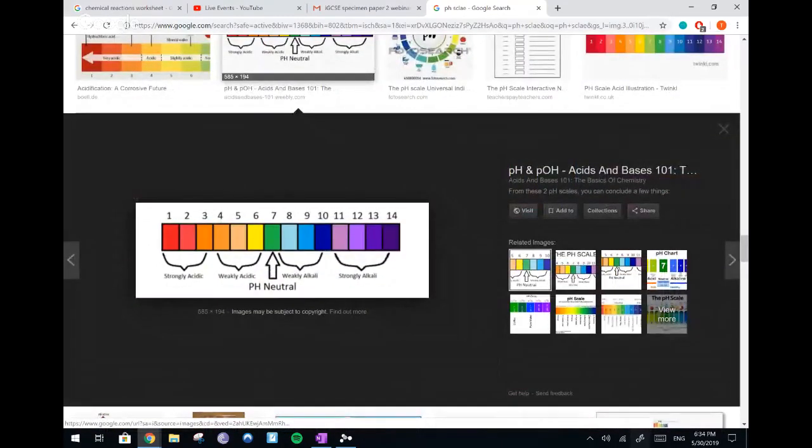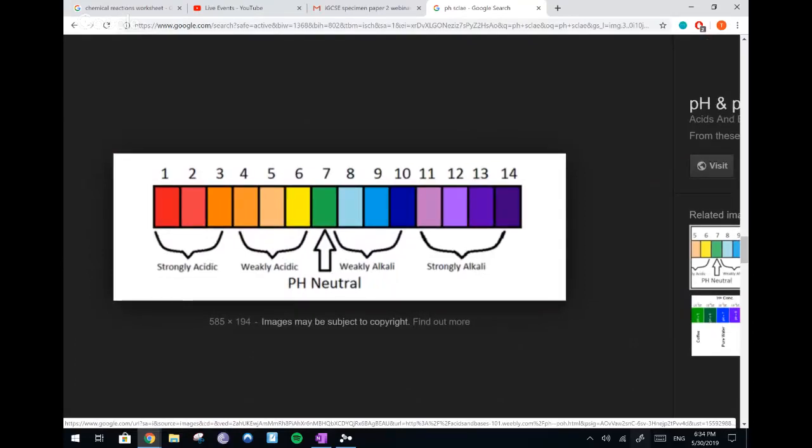So we've got strong acids from 1 to 3. We've got weak acids from 4 to 5. Neutral being 7. Weak alkali from 8 to 10. By the way, it shouldn't be that. It should be up to 11. That's ammonia. Ammonia is 11 and it's a weak alkali. And strong alkali should be from 12 to 14. The internet is a great resource, but often commonly has faults.